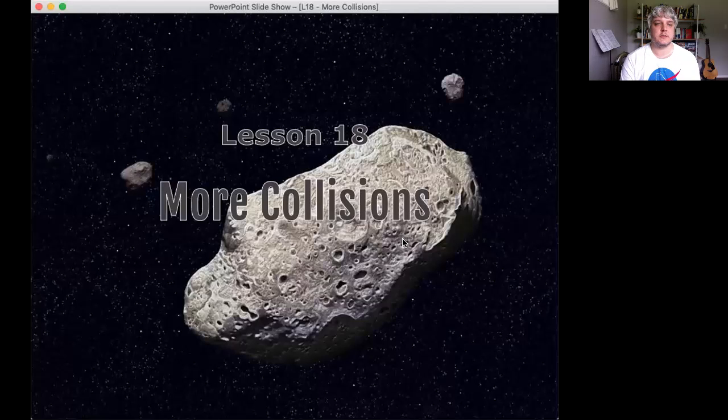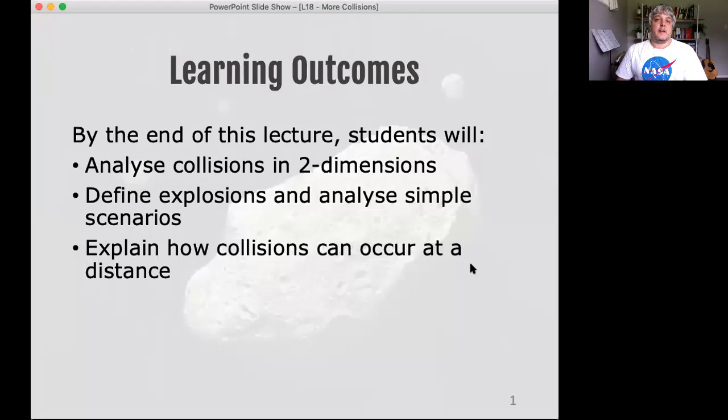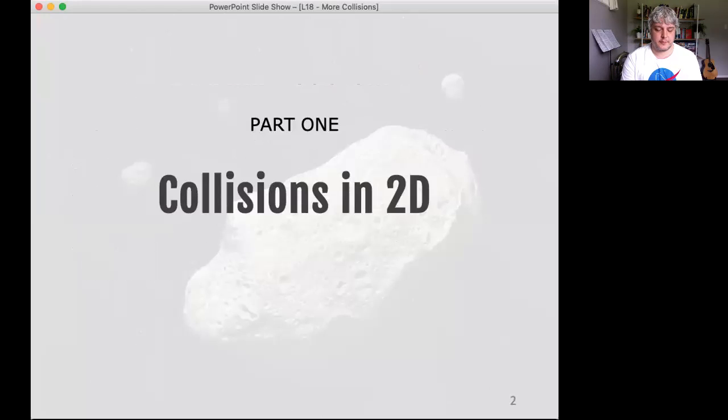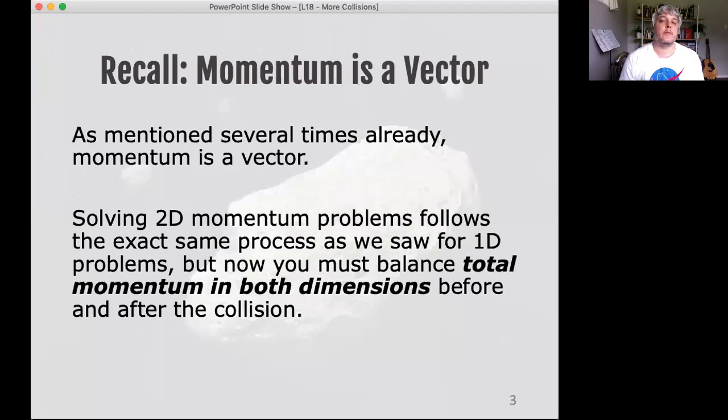So, more collisions. As I said, we're going to look at 2D examples, we're going to look at explosions, and then we're going to look at collisions at a distance. So first of all, two dimensions. We've already talked about this.